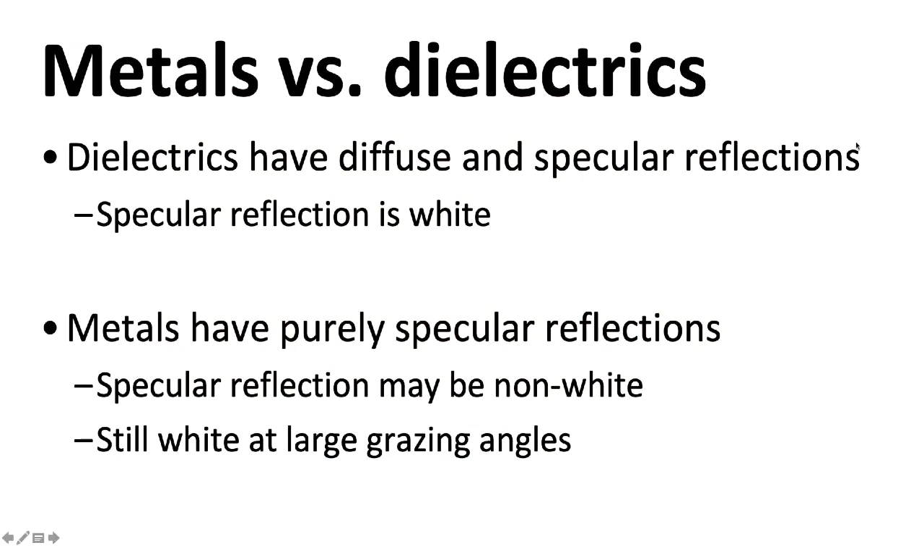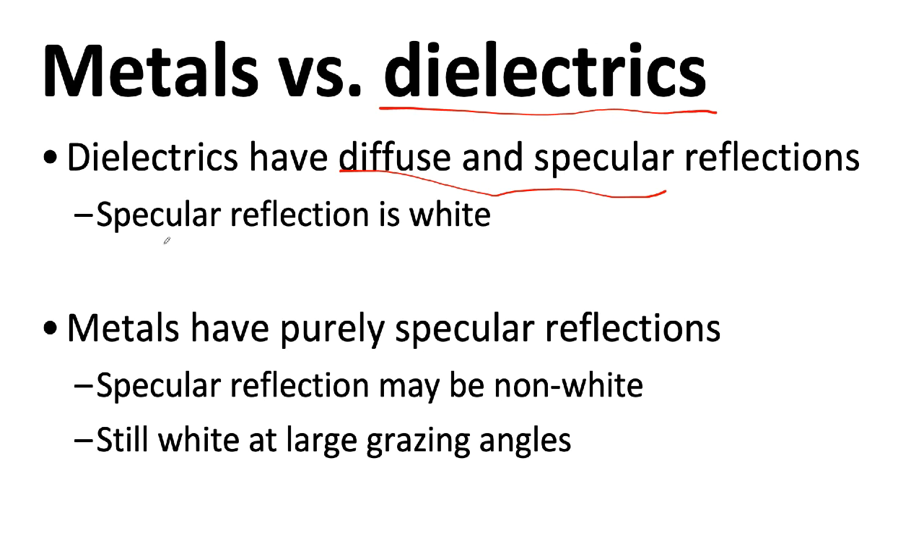So we're splitting materials into things that are metals and things that are not metals. And those things that are not metals are called dielectrics. The main difference between these is that although dielectrics can have diffuse reflections and will in fact be a combination of diffuse and specular reflections, metals only have specular reflections.